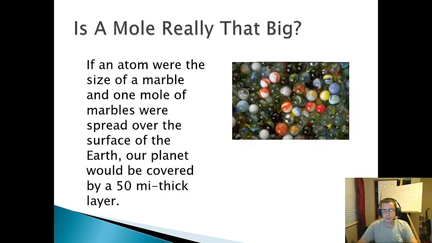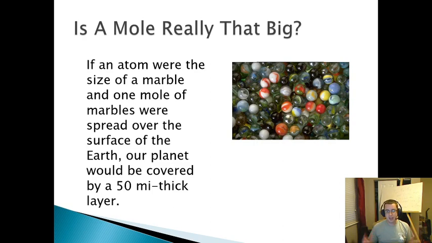You don't have to necessarily remember these next couple slides, but they're just an idea for you of how big a mole actually is, like how big that number is. So if atoms were the size of marbles, and I had 1 mole of marbles spread over the entire surface of the Earth, the planet would be covered by a 50-mile thick layer.